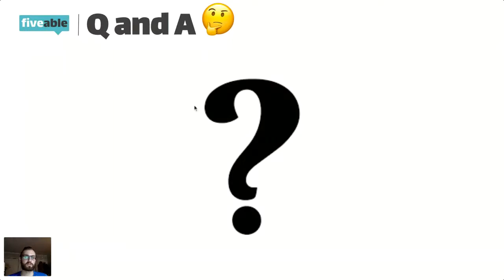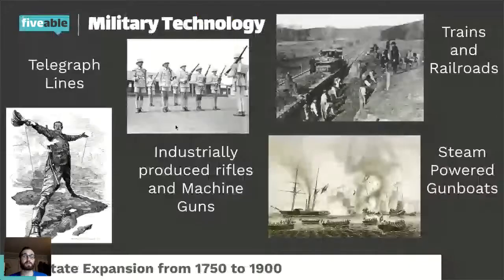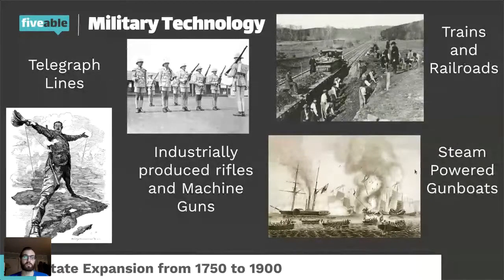We will continue then. So, now we can talk a little bit about military technology. One of the big things that made a lot of the conquest possible was this new technology that comes out of the Industrial Revolution, such as, the big one, trains and railroads, but also industrially produced guns and cannons, as well as telegraph lines that make communication easy and possible.